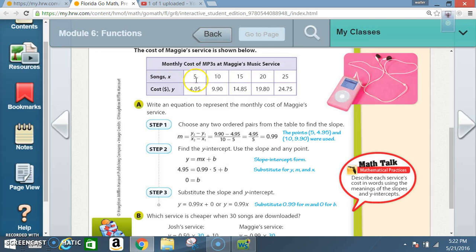In place of x, we're going to put 5. M, that was our slope, was 99 cents. And the y value was $4.95. So now we have $4.95 is equal to 0.99 times 5 plus b. So now we multiply 0.99 times 5 and then subtract that from both sides.